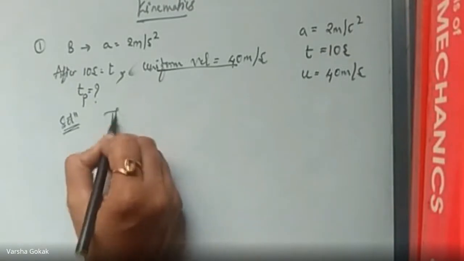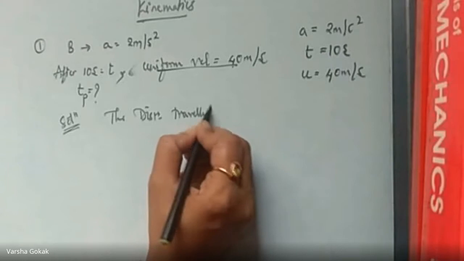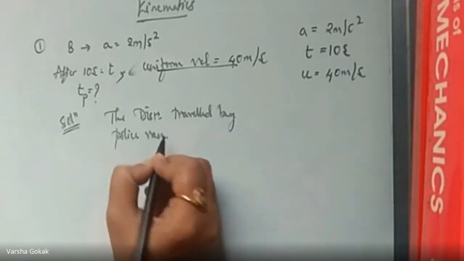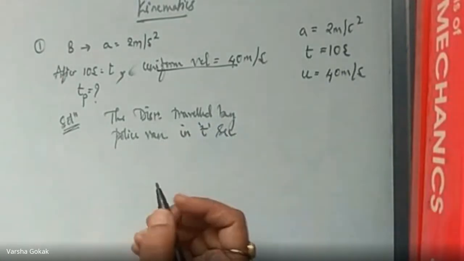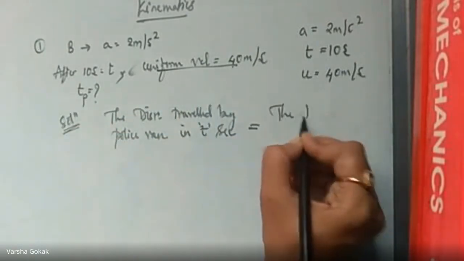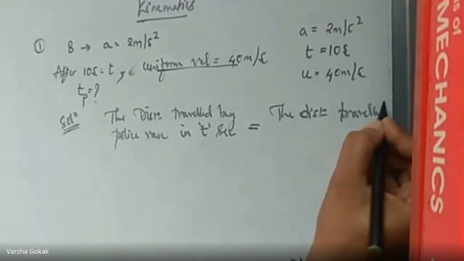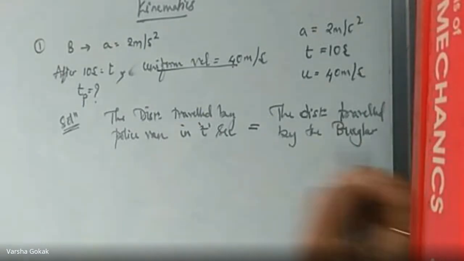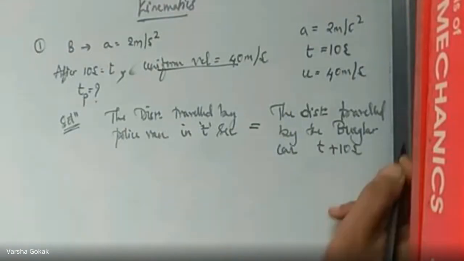Now say we know that the distance traveled by the police van, okay, in say t seconds. The distance we do not know how much, so let it be just the distance or s, in t seconds will be equal to the distance traveled by the burglar car in how many seconds, tell me? By the burglar car in t plus 10 seconds.